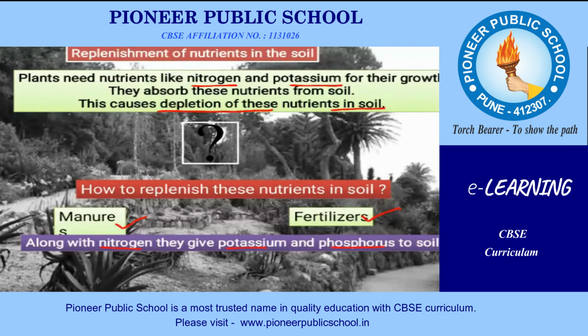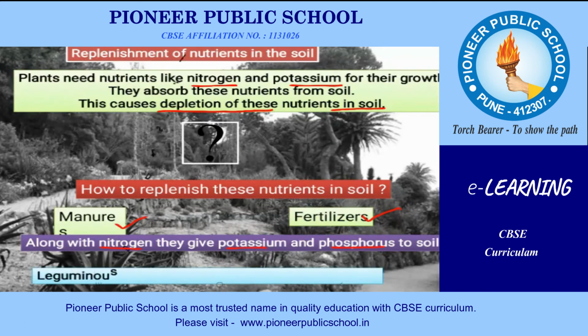Dear students, along with these manures and fertilizers, a particular type of plant called leguminous plants is going to help in the replenishment of nitrogen. What does replenishment mean, students? Replenishment means adding nitrogen back to soil. So let's study how these leguminous plants are going to help us.